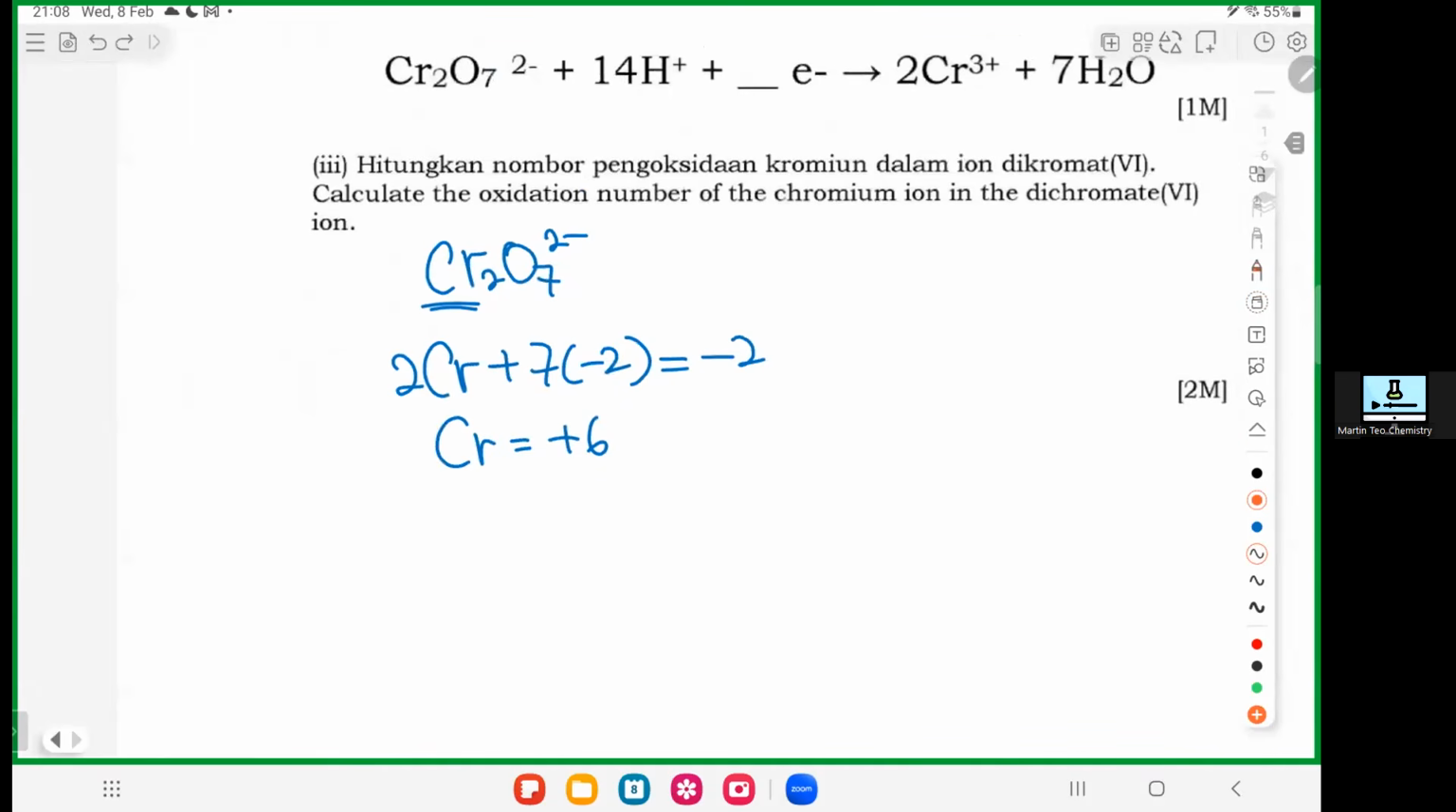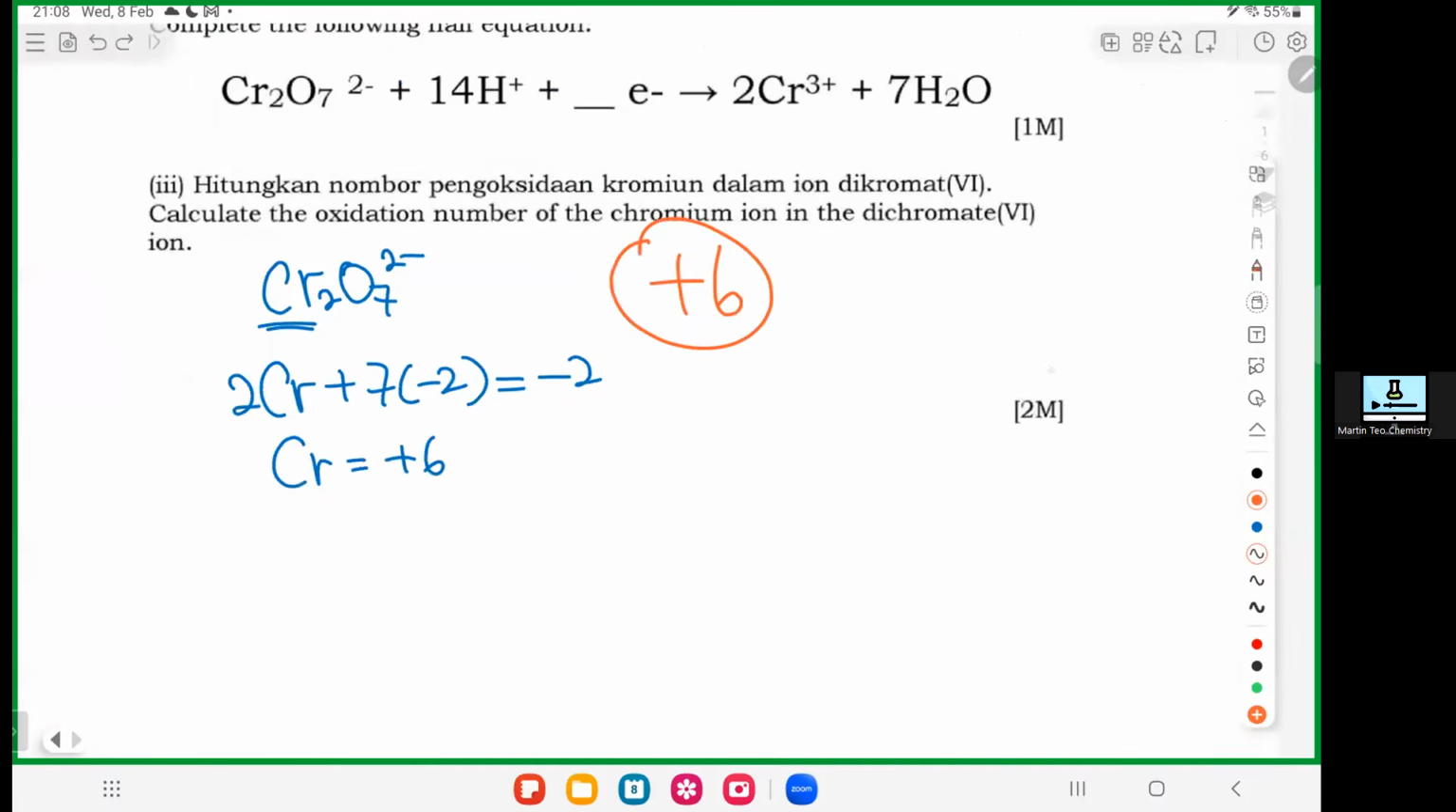So you cannot only write +6, because you need to show the working. The answer is 1 mark, the working is 1 mark. That's why the total is 2 marks here.